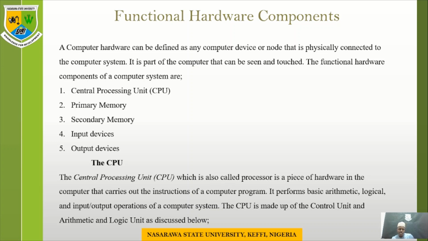The first one is the central processing unit, which is also called the processor. It is a piece of hardware in the computer that carries out the instructions of the computer program. It is called the processor because the CPU is responsible for processing any form of data in the computer system.